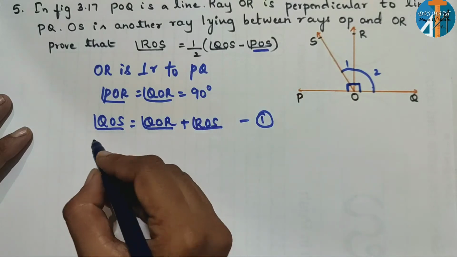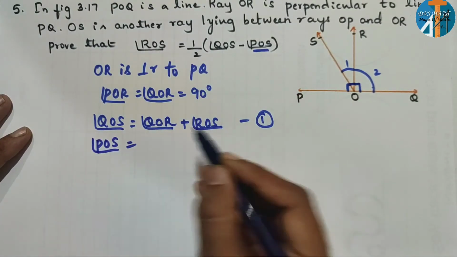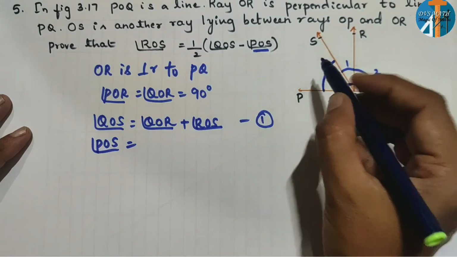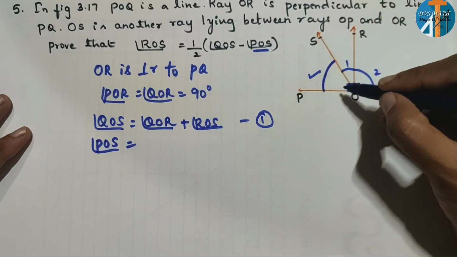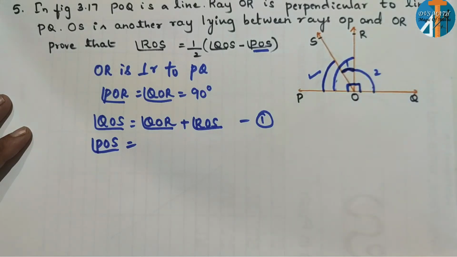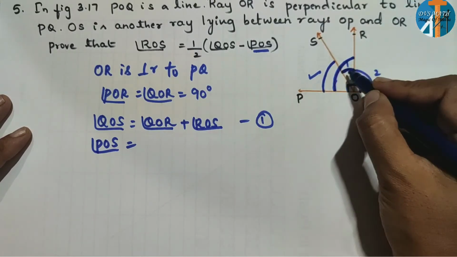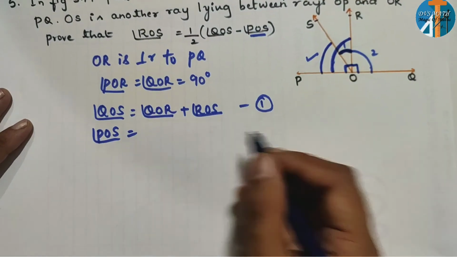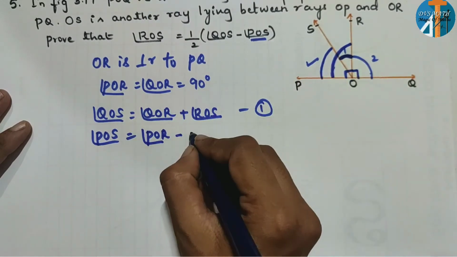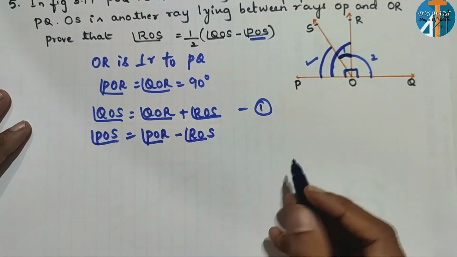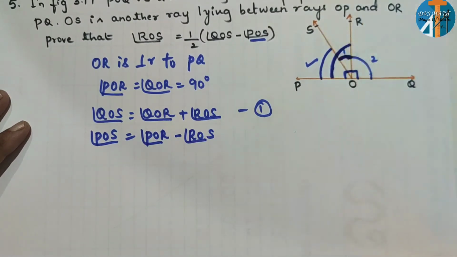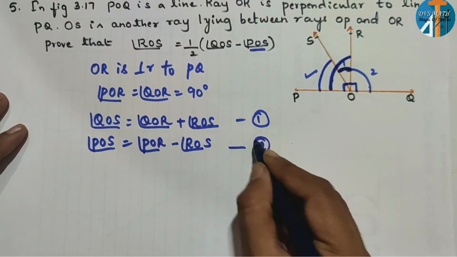Then what is the next one? POS. Take the same thing. Angle POS. Where is POS? This POS, right? If you want to get this angle, what do we have to do? From this whole 90 degree, you have to subtract this one, that means POR minus ROS. Angle POR minus ROS. From this whole 90 degree, you subtract this angle and you will get the POS. That's what we are doing. Consider it as equation 2.